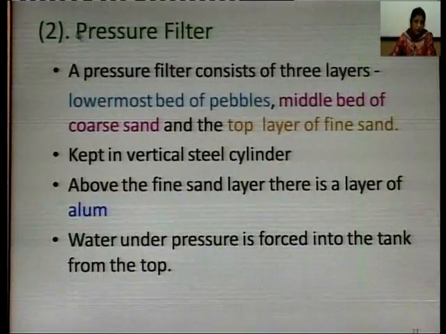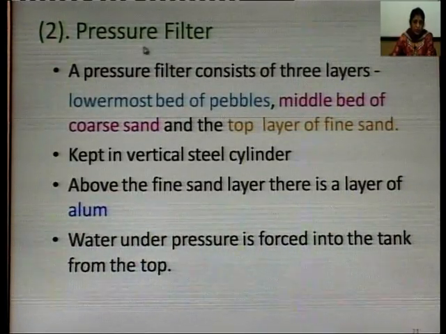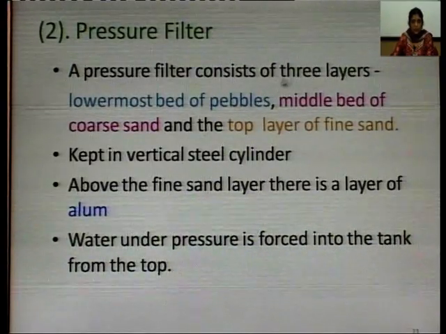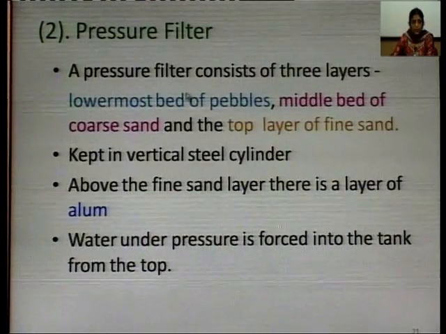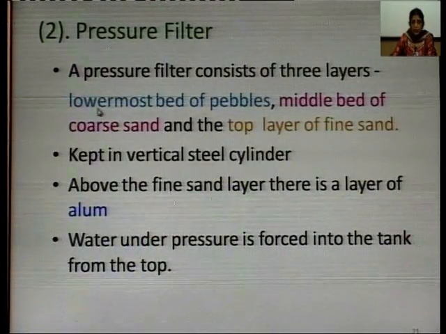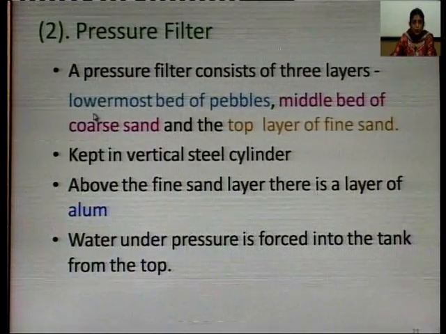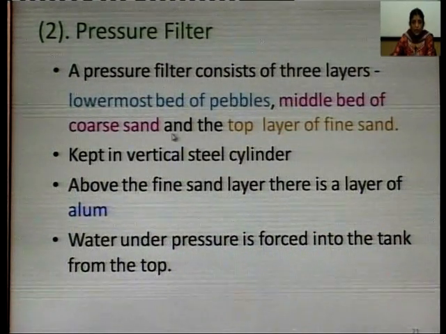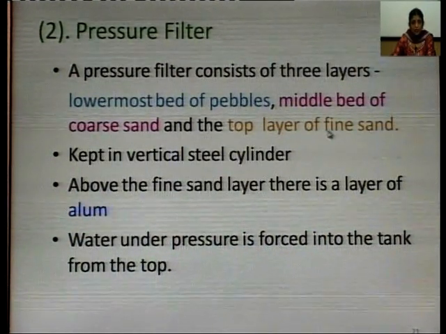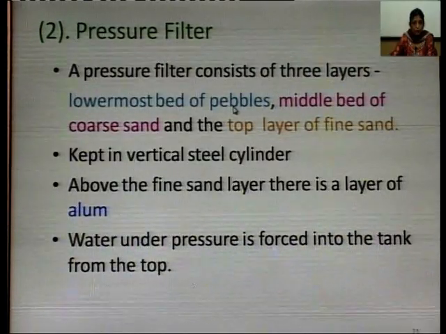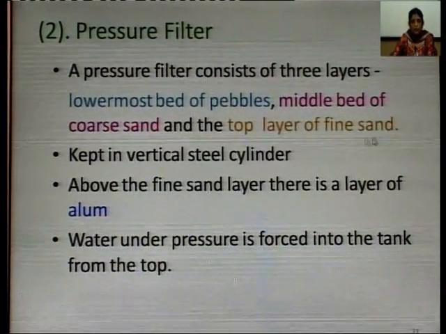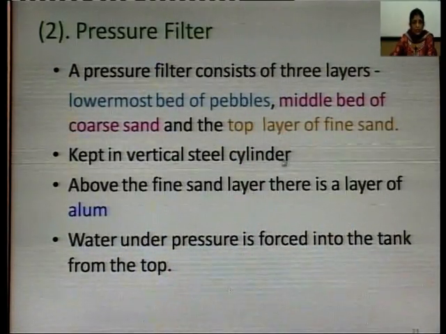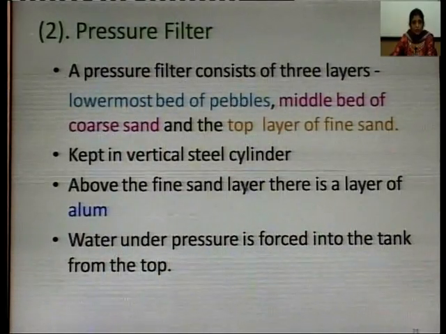Then the second type of filtration is pressure filtration. A pressure filter consists of 3 layers. The basic idea of filtration is the same in all the cases. So, here again we have 3 layers: the lowermost bed of pebbles, the middle bed of coarse sand, and the top layer of fine sand. These 3 layers are kept in a vertical steel cylinder.